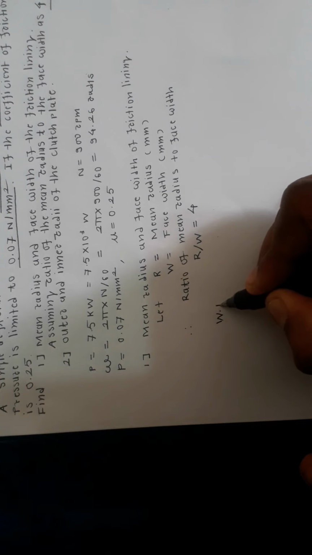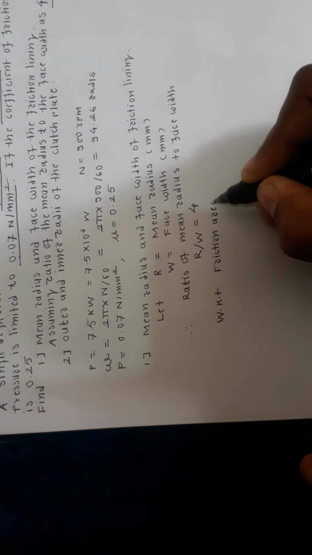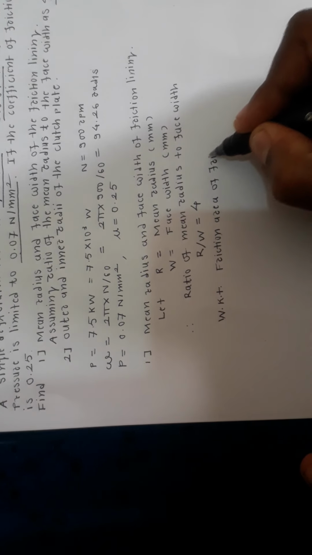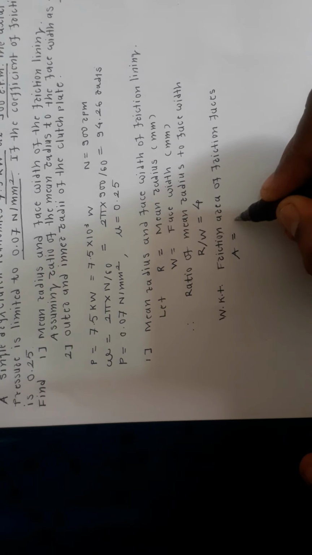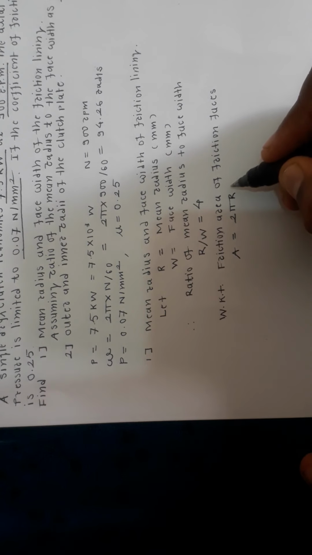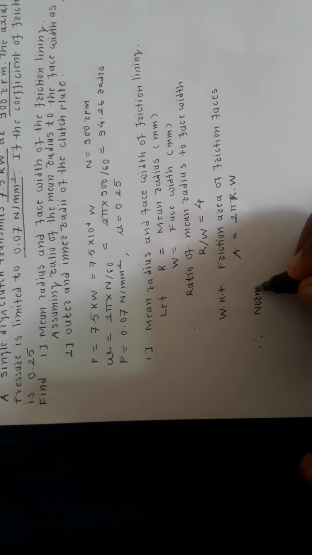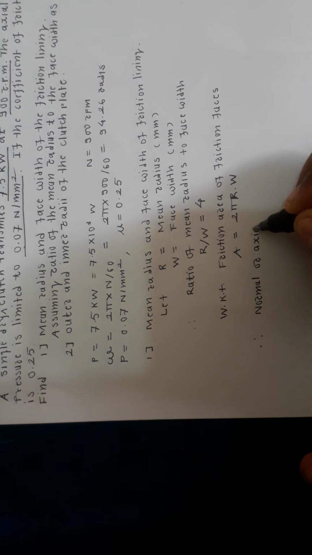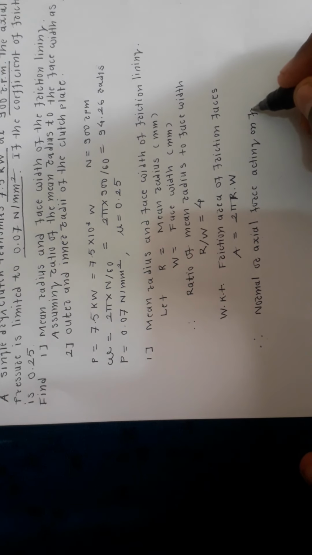So we know that the friction area of these frictional faces is equal to 2 pi into R. It is a circular ring, so that's why 2 pi R, and along this width, so that's why it is W. So once you know the area, we can find out the normal or axial force acting on friction faces.